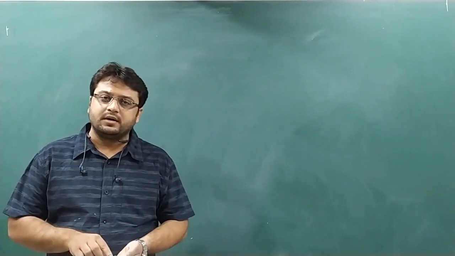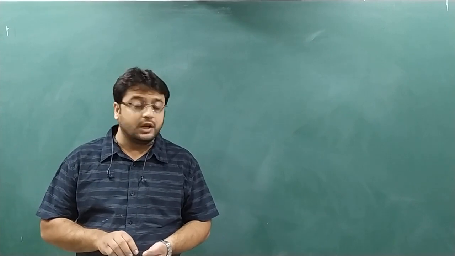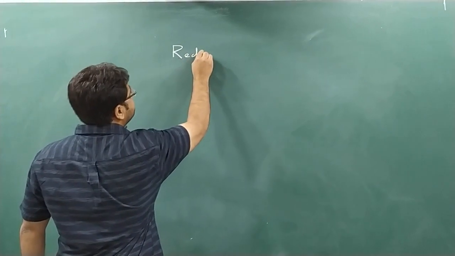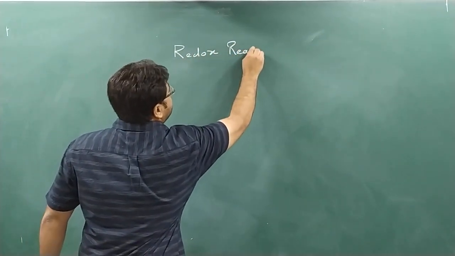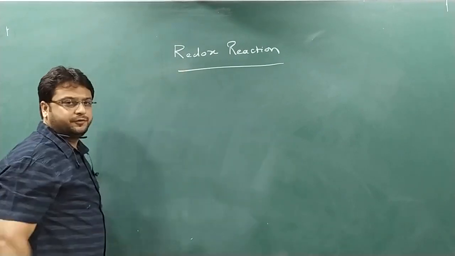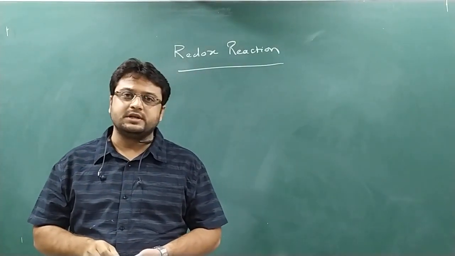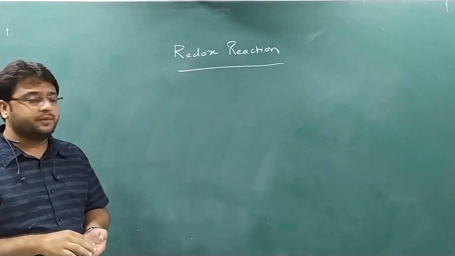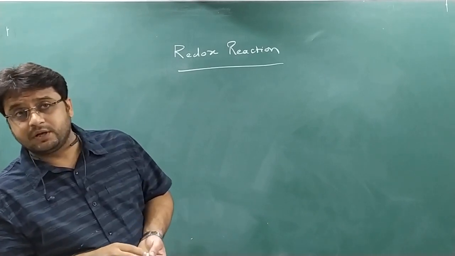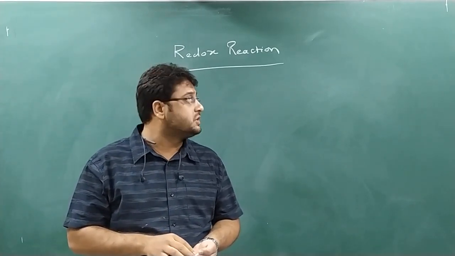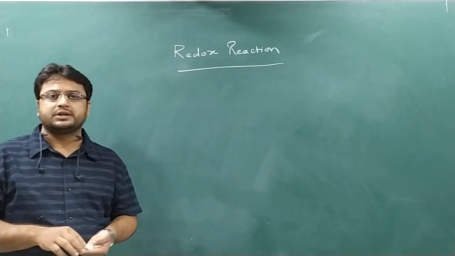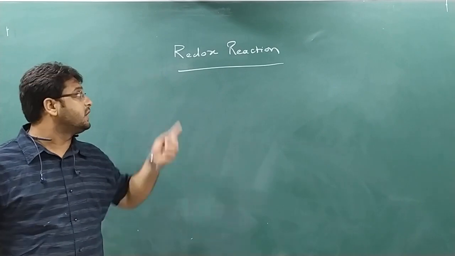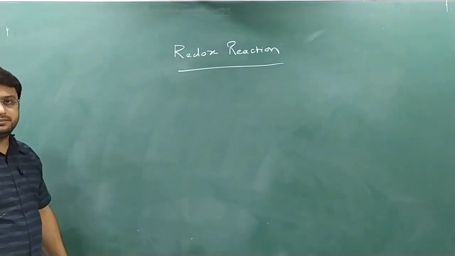So today we are going to start a very important chapter of standard 11, that is redox reaction. Before going to this chapter, we will see certain history. In standard 9, there was one chapter, chemical reaction. In this chapter, we have studied certain types of chemical reactions, like the combination reaction, single displacement reaction, and double displacement reaction. In that, there was one type of reaction known as a redox reaction.